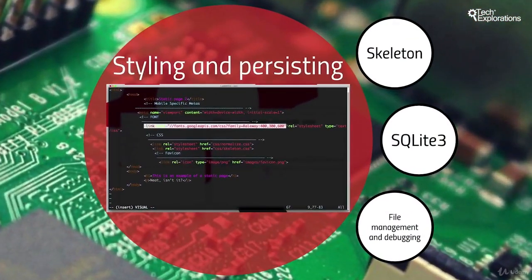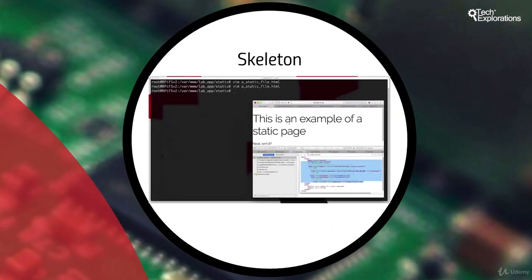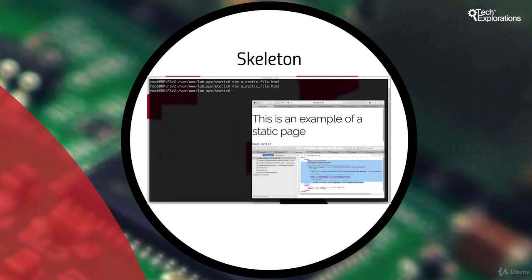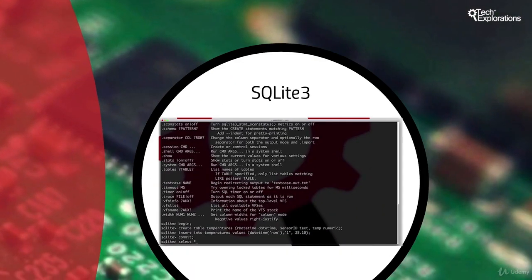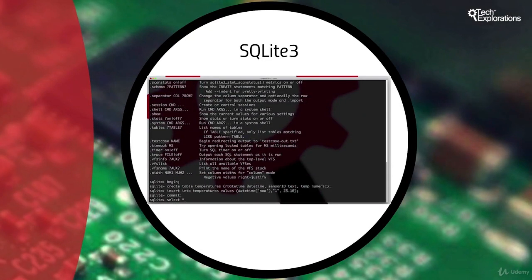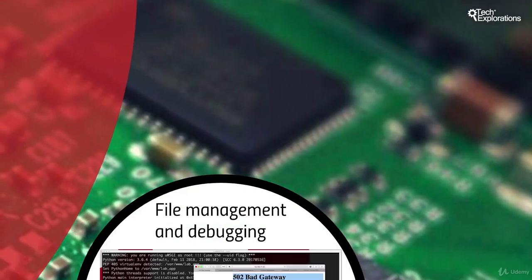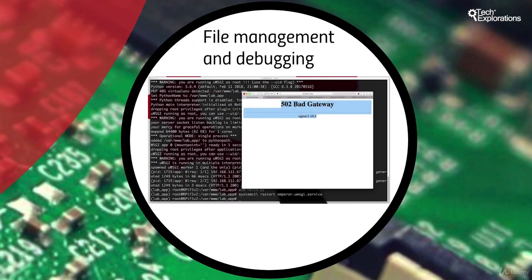Then we'll move on into the style and persisting section. In the style and persisting section, I'll show you how to use the Skeleton boilerplate CSS system to make our application look good. Then I'll show you how to implement persistence using the SQLite 3 database engine. And finally, I'll show you how to deal with bugs, how to do debugging using the information that you can get from various log files or information that you see displayed on your browser.